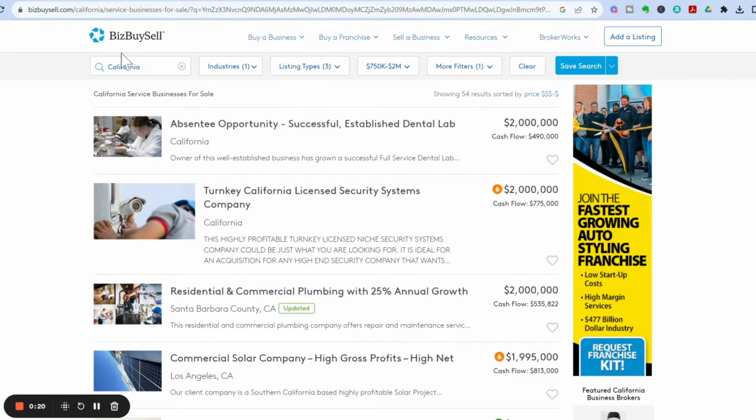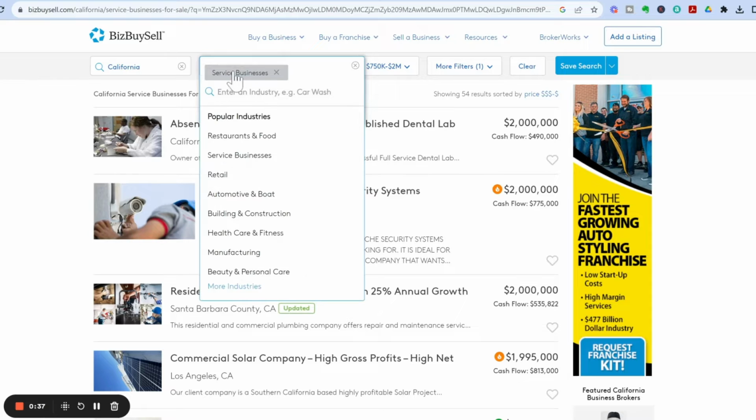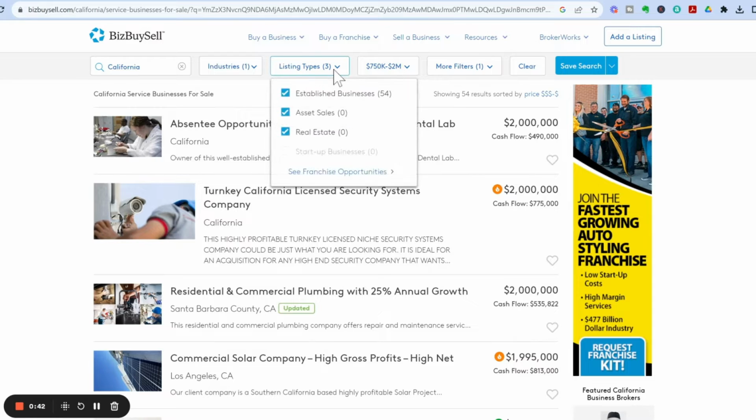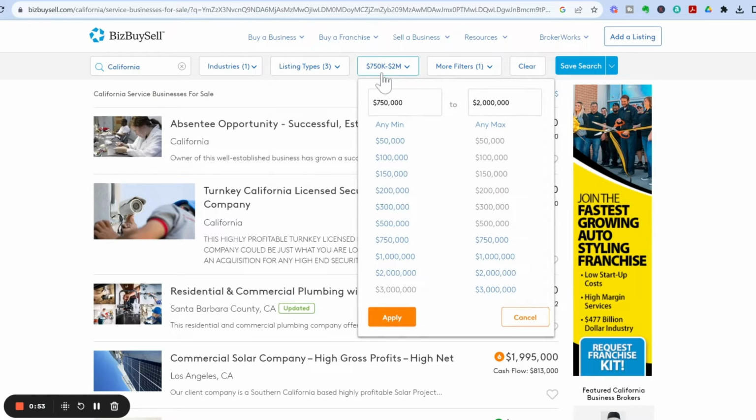So I'm in California. This section right here is how you do some quick filters. Normally you start backwards. You start with how much multiple of cash flow, what is the most business I can afford, and go from there. So in this particular industry, just for illustration purposes, I select service businesses in California, with no real estate or asset sales involved, but there are established businesses, 54, right? Just select all categories. And for the range, you want to put a purchase price anywhere from 750 to 2 million.